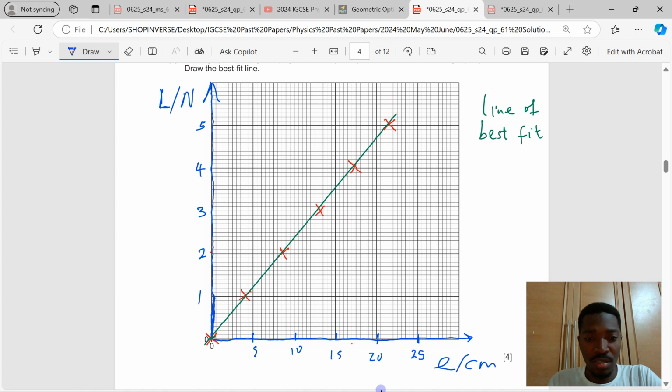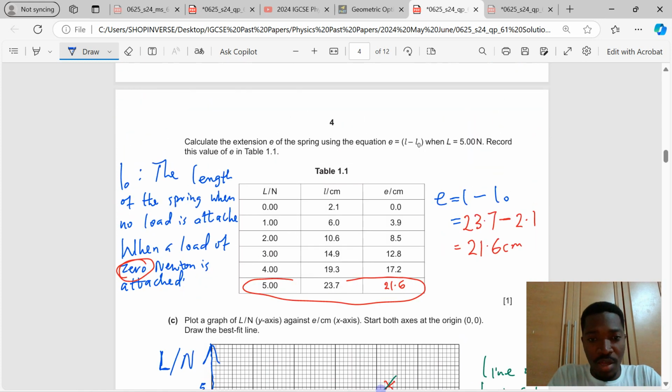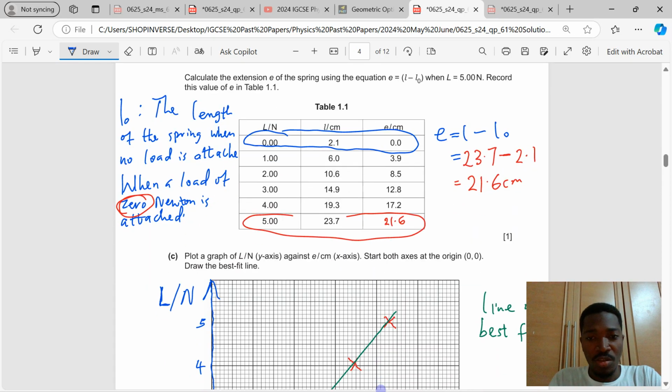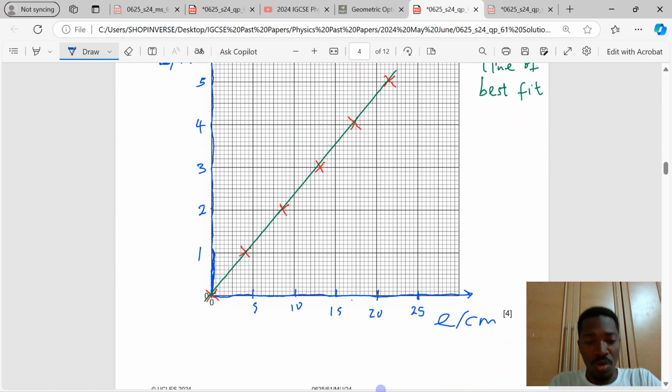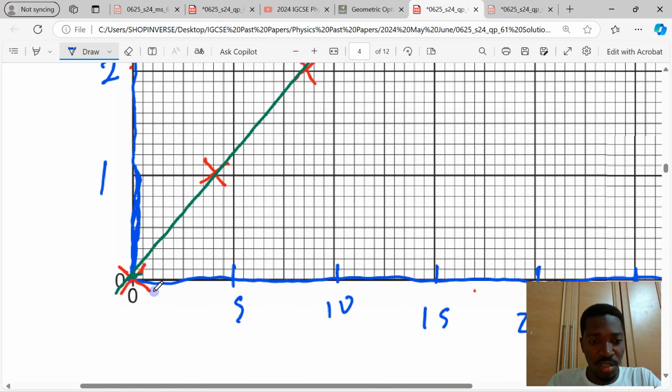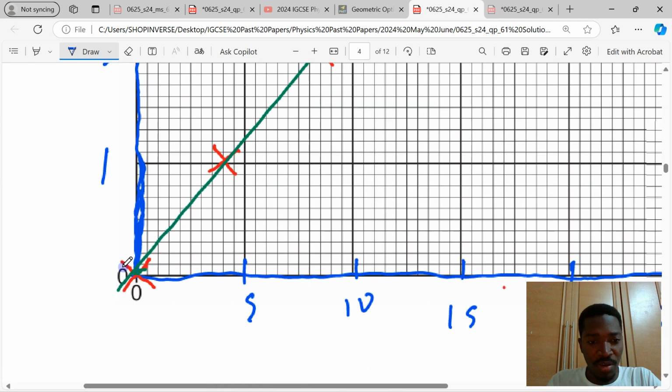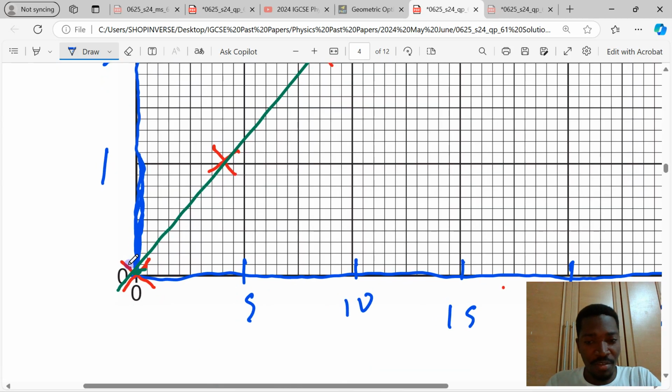Okay, so let's see the points I plotted. When the load is 0 Newton, extension was 0. So I went to load 0, extension 0, which is the origin, and I put a point there. That's this X you have here.